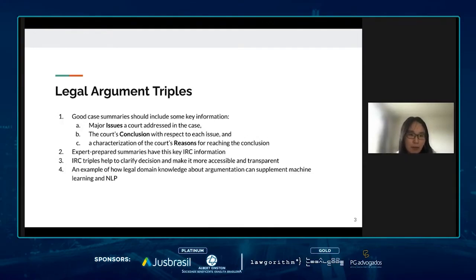So what is a legal argument triplet? We segment a legal argument into three elements: issue, reason, and conclusion. We refer to this key information as legal argument triples, IRC triples for short. Presumably, those expert prepared summaries will have this key information. The benefits of using the IRC triple would help to clarify the case decisions and make them more accessible and transparent to their audience. Besides, it's an example of combining legal domain knowledge with argumentation that could supplement machine learning techniques.